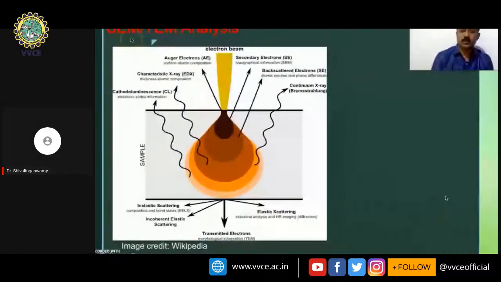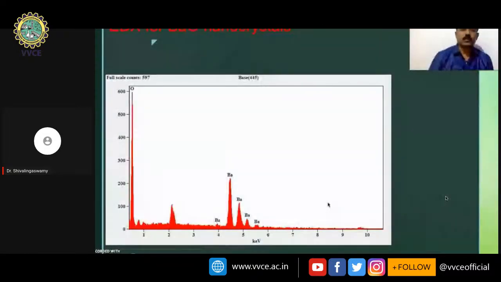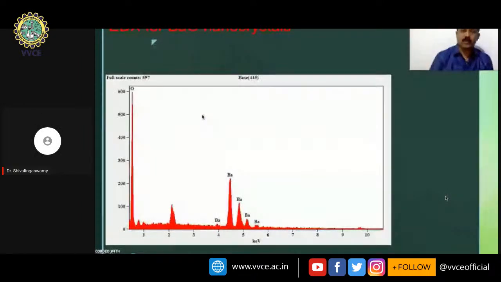Here we have certain images taken from SEM as well as TEM. The upper row shows SEM images of various nanoparticles, and this is for barium oxide nanoparticles. We have some iron nanoparticles on the right side, and this is the TEM image of the nanoparticles. We use the electron microscope for morphological information. I told you these characteristic X-rays are used for a specific purpose: identifying the purity of the sample.